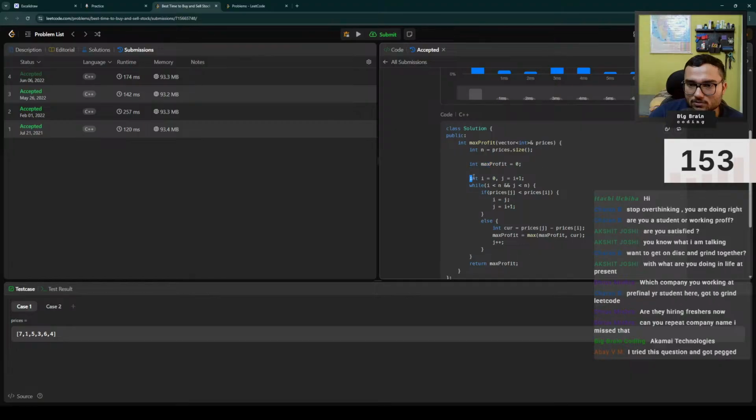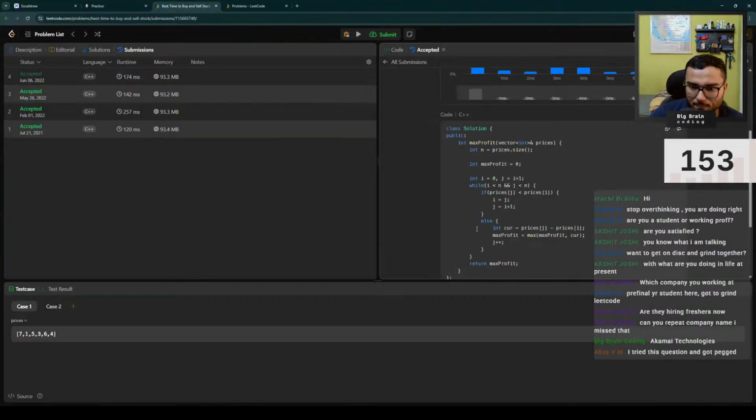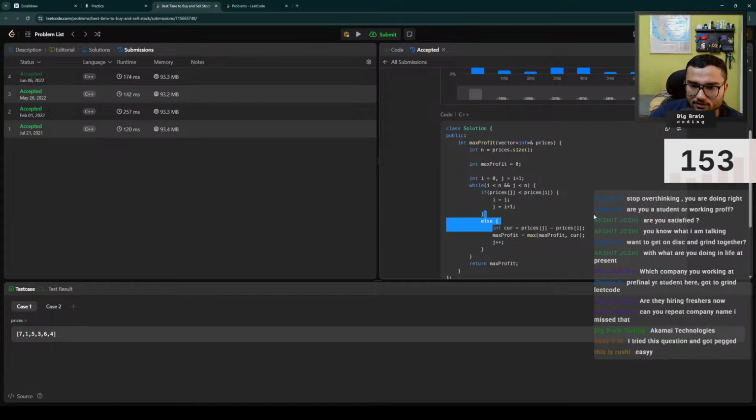Max profit 0, j is i plus 1, while i is less than n and j is less than n. If prices of j is less than prices of i, okay, if it is going down, I move my buying position. Else, if it is moving up, I calculate the current profit, calculate the max profit, and I move j. Return max profit.